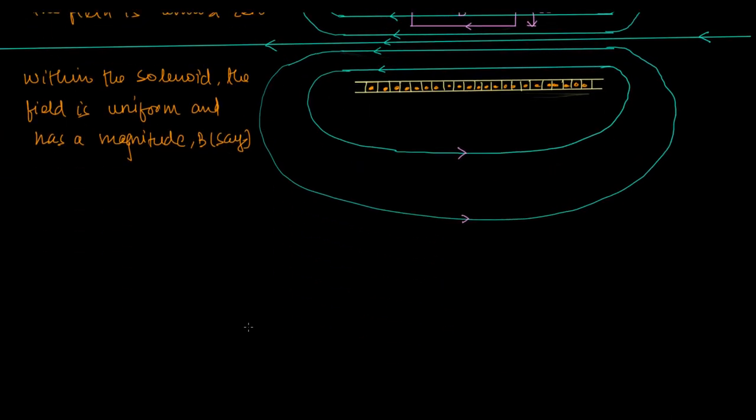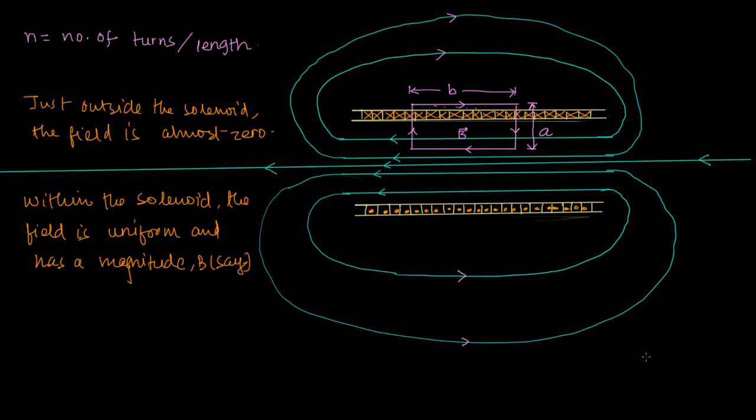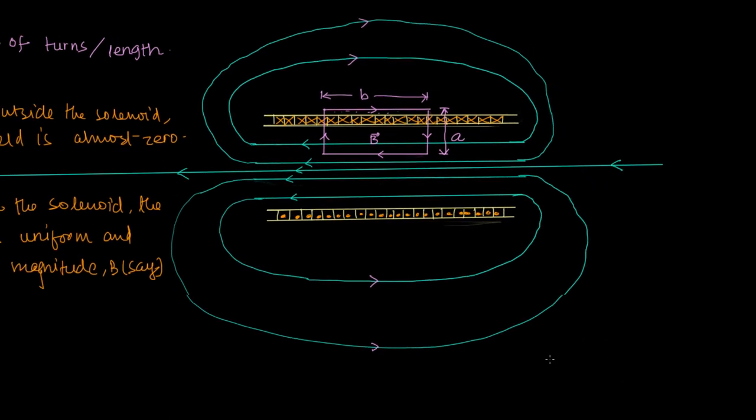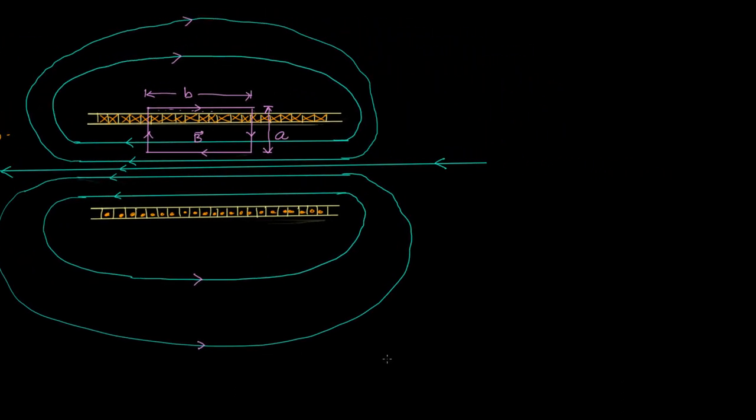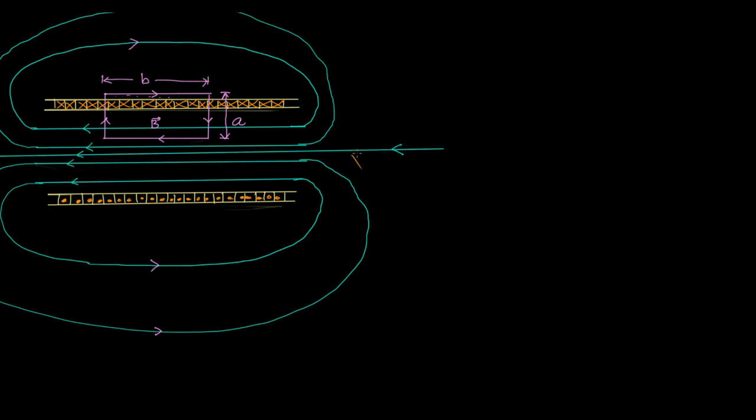Okay, now I would like to traverse this Amperean loop and try to apply Ampere's circuital law. Fine. So by Ampere's law, and I should say that the Amperean loop is rectangular.